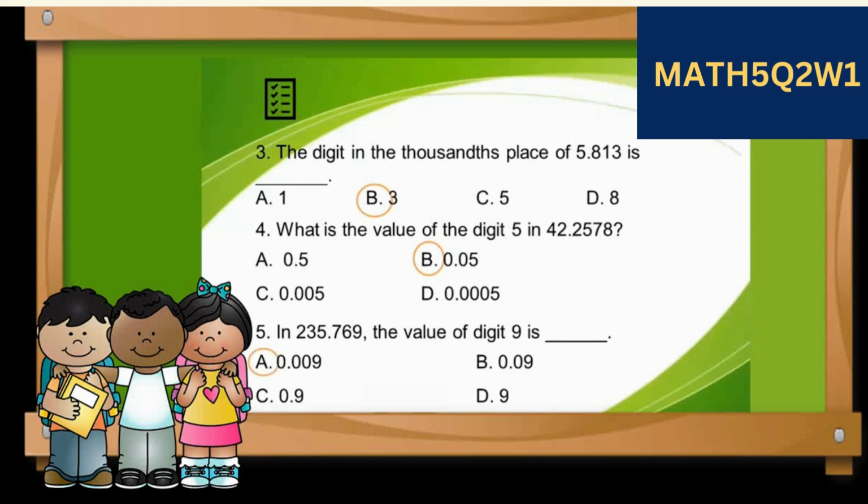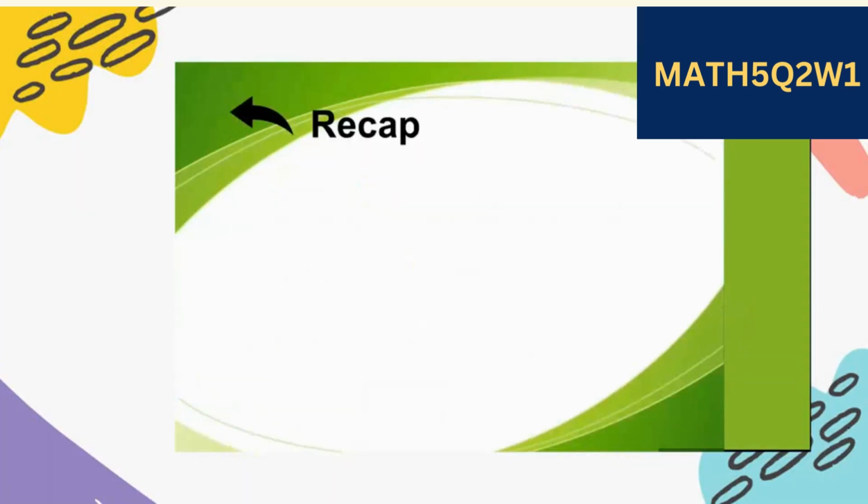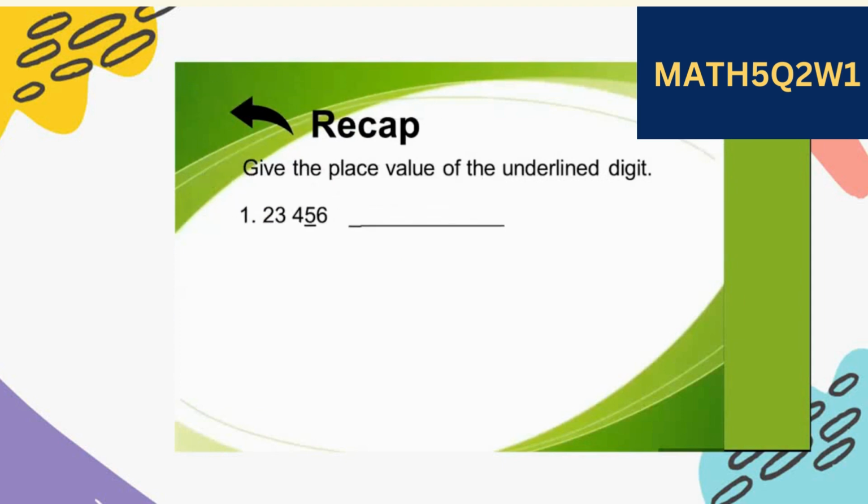Now, did you get all the correct answers? Well and good. Now, let's have a short review of the past lesson that is related to our lesson for today. Give the place value of the underlined digit. Number 1, 23,456. What is the place value of digit 5?